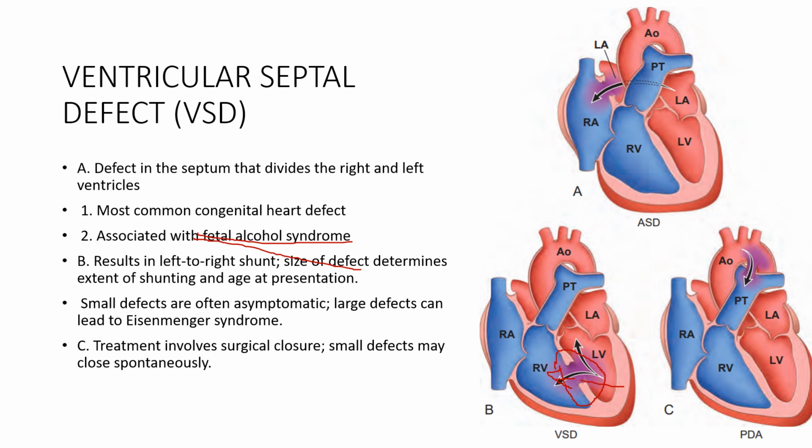The size of the defect determines the extent of shunting and the age at presentation. Small defects are often asymptomatic, but large defects can lead to Eisenmenger syndrome. Treatment involves surgical closure. Small defects may close spontaneously.